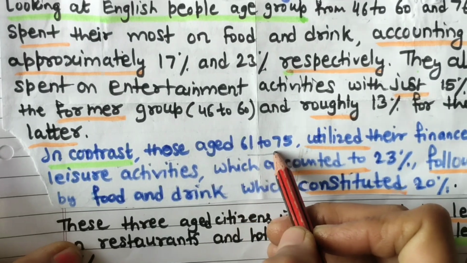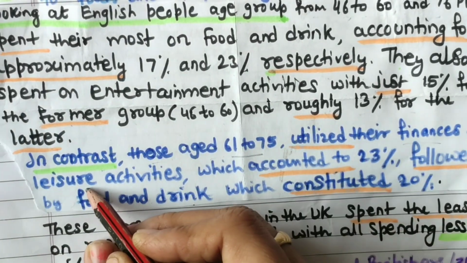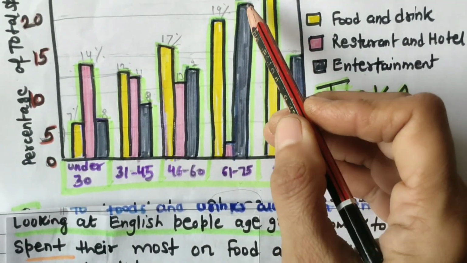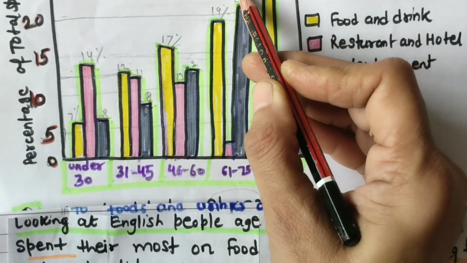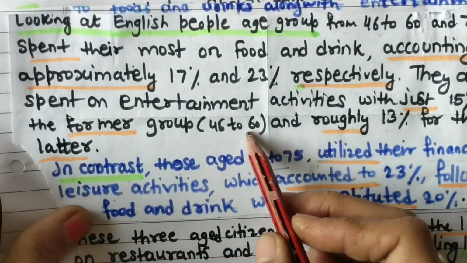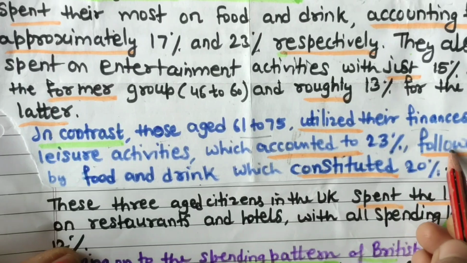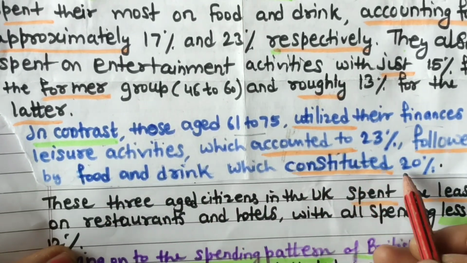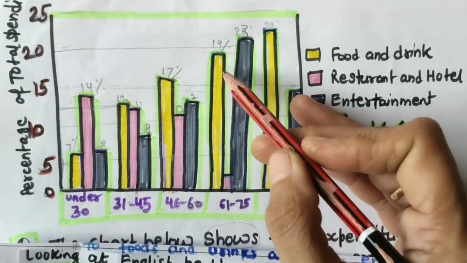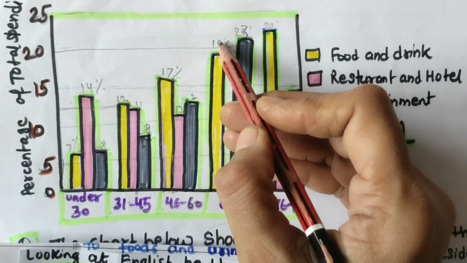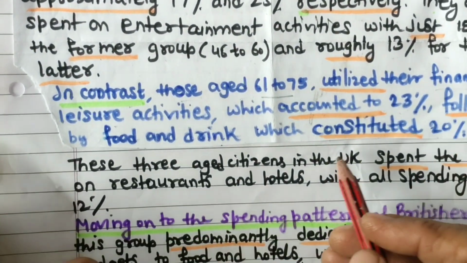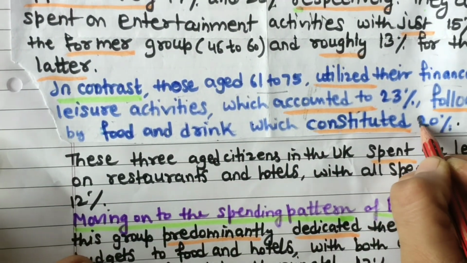Those aged 61 to 75 utilized their finances on leisure activities, which amounted to 23%. See this 23% that I have written, leisure activities. So that I have written, which accounted for 23%, followed by food and drink, which constituted 20%. See this 20%, we are talking about this category. This is around 19 or 20, you can write it, roughly. Okay, this is 19% actually.